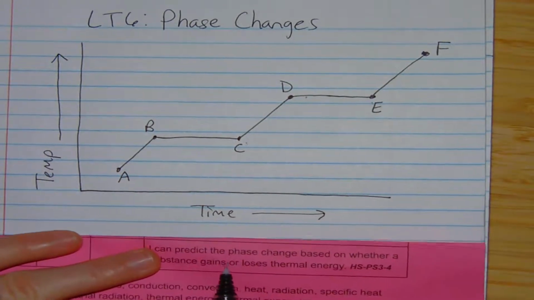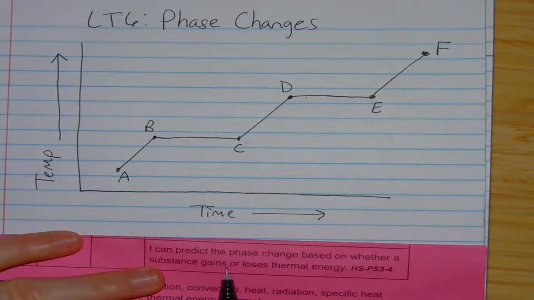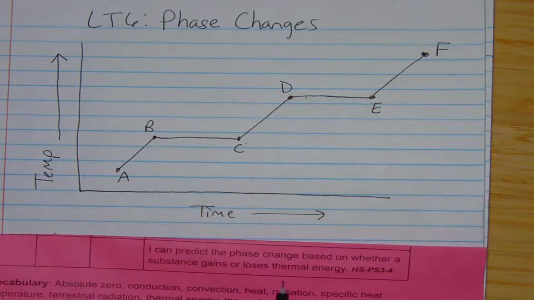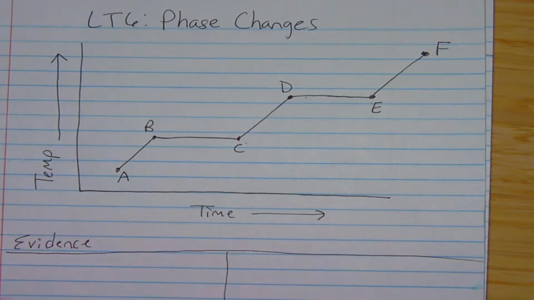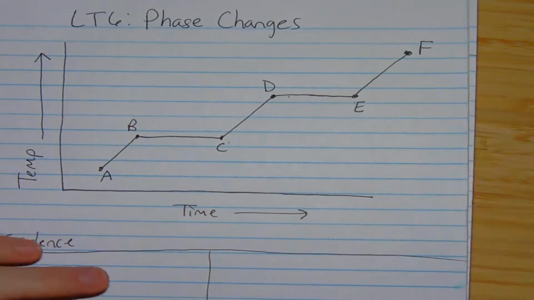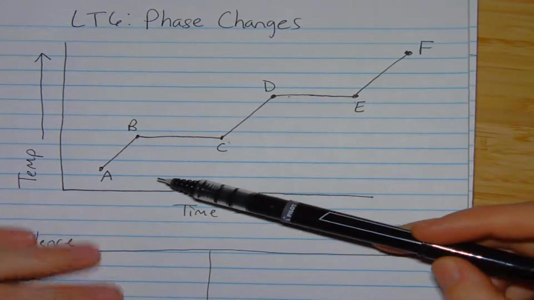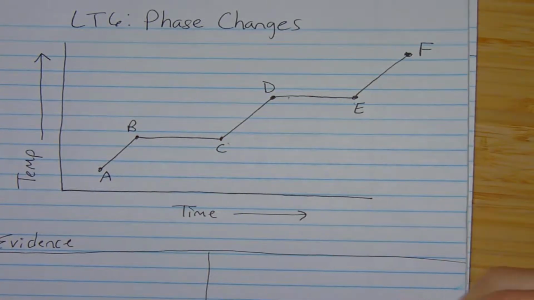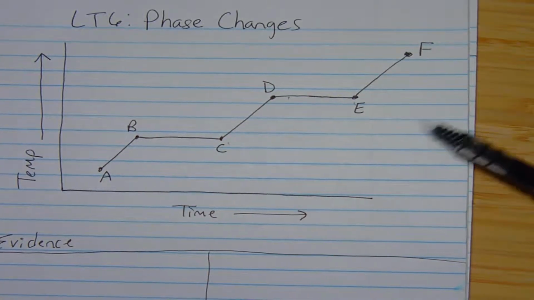The target says, I can predict the phase change based on whether a substance gains or loses thermal energy. So this is all about transitioning between a solid, liquid, gas, and knowing whether it's an input or an output of thermal energy that would create that situation. So let's start out, and we will refer to water most of the time just because it's simpler, but realize pretty much any element can be a solid. And as we input thermal energy, we can transition it towards the gas phase.